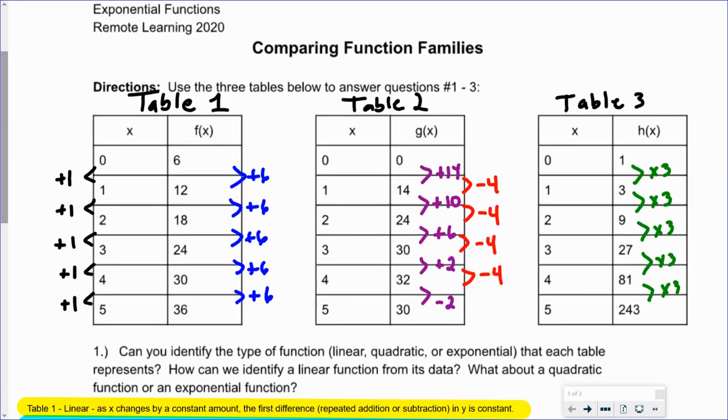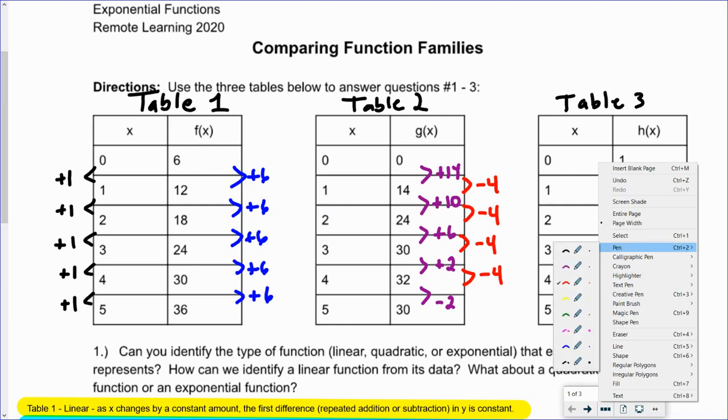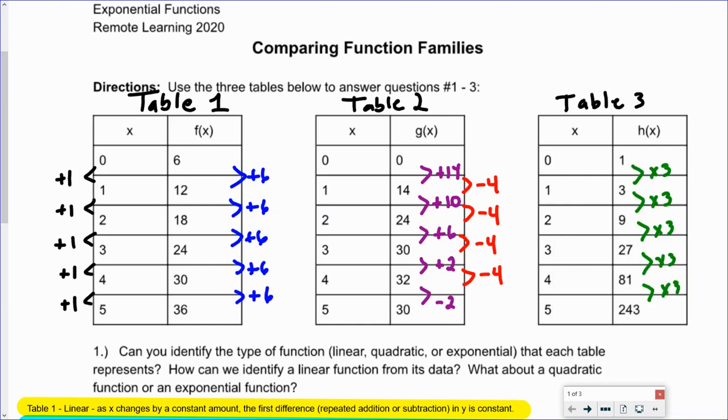Let's say I wanted to work the first table backwards to figure out what my output would be if I had an input of -1. Well, the first differences are telling me that I'm going up 6 every single time. So to figure out this output, I'd have to find a number that when added to 6 is going to give me 6. That number would have to be 0. And if I wanted to go back one more, let's say I wanted to know what the output would be for -2, then I'd have to follow this pattern, which is +6. So what number plus 6 is going to give me 0?